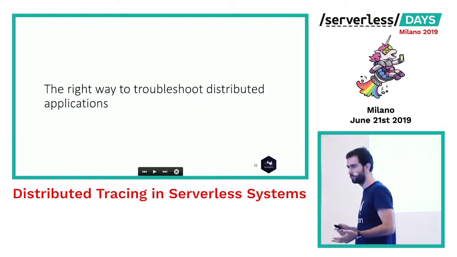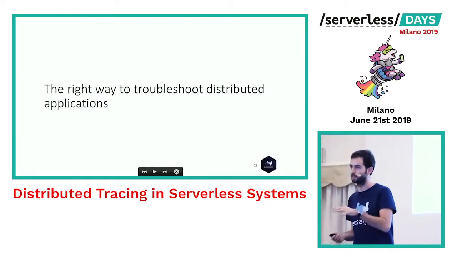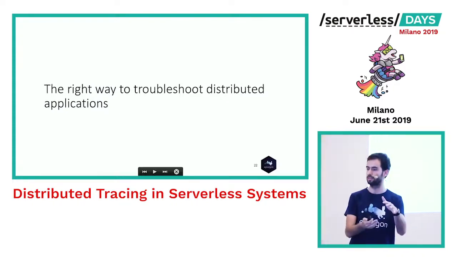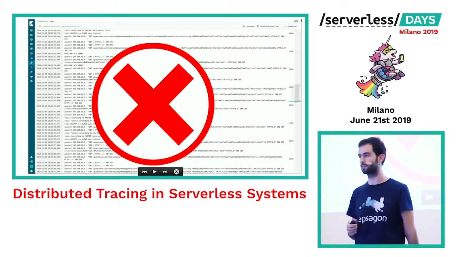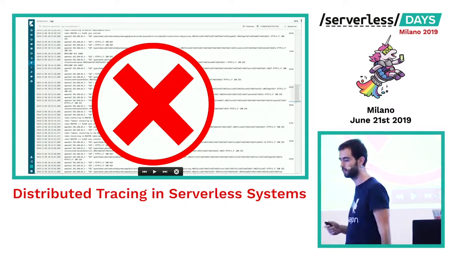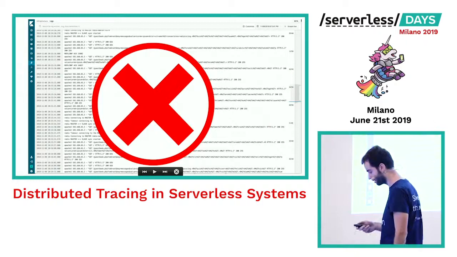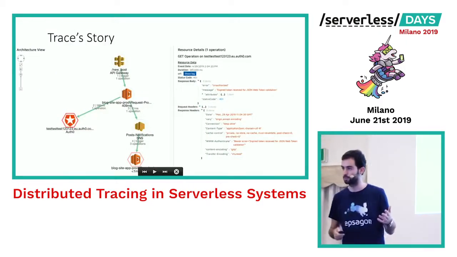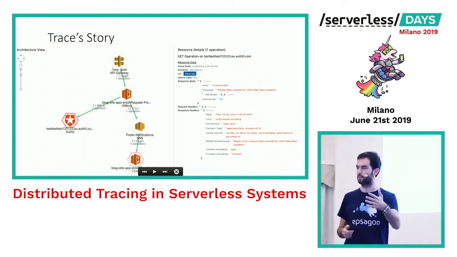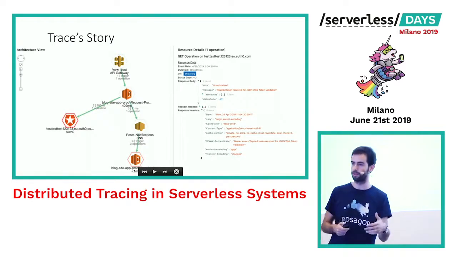The right way to do this, so we learned the tools, but let's see how we should tackle these kinds of problems once they happen. Instead of just jumping to the logs and trying to find something meaningful in the logs, let's first see the traces story. The trace story, as we saw before with the OpenTracing example, we want to see the chain of events: what happened, which resources were involved, how long it took.